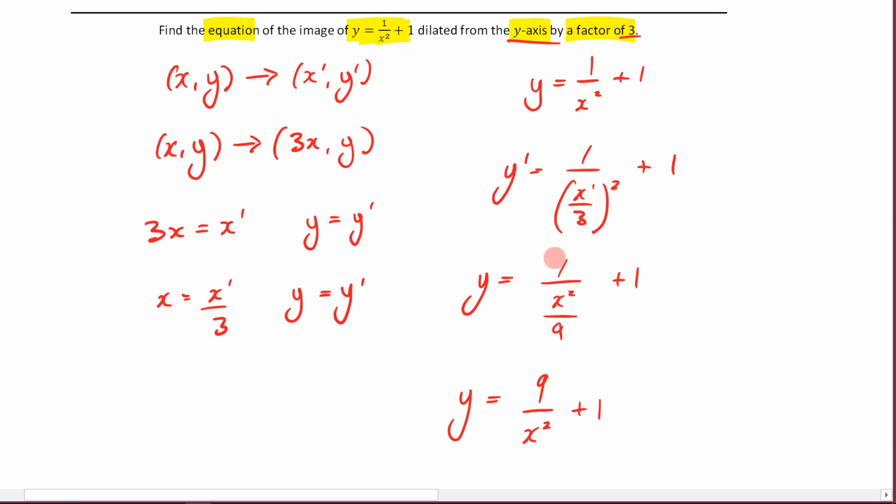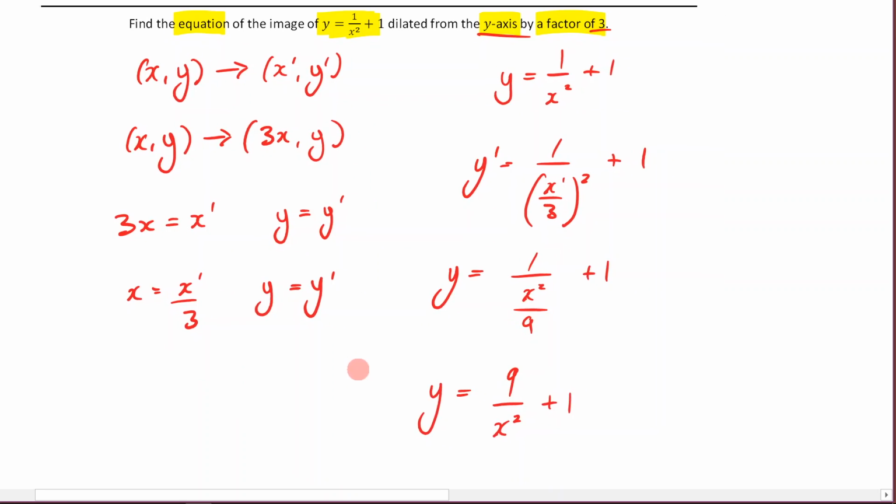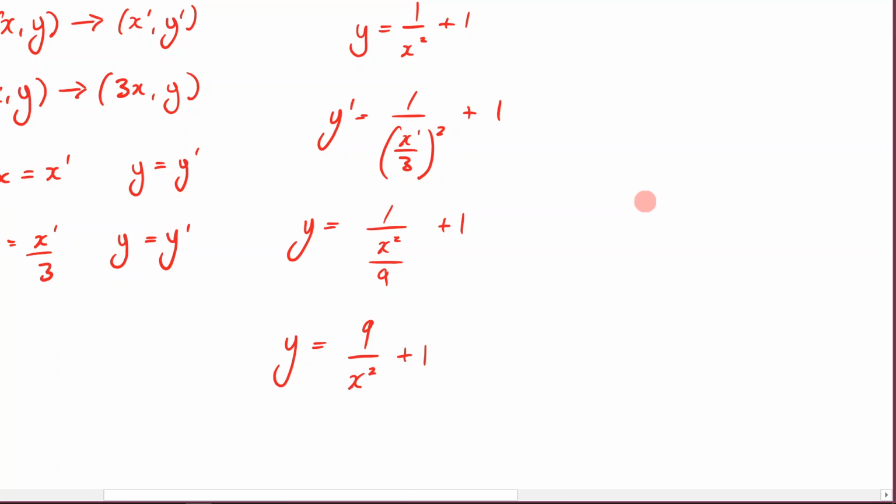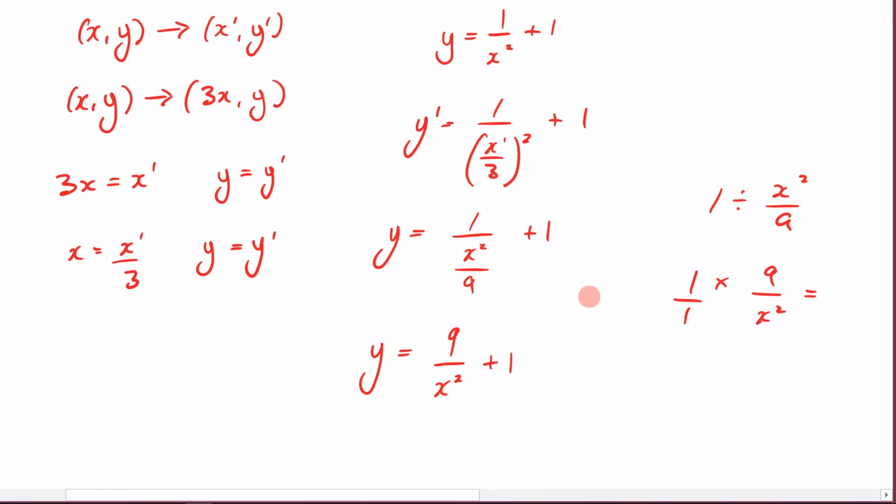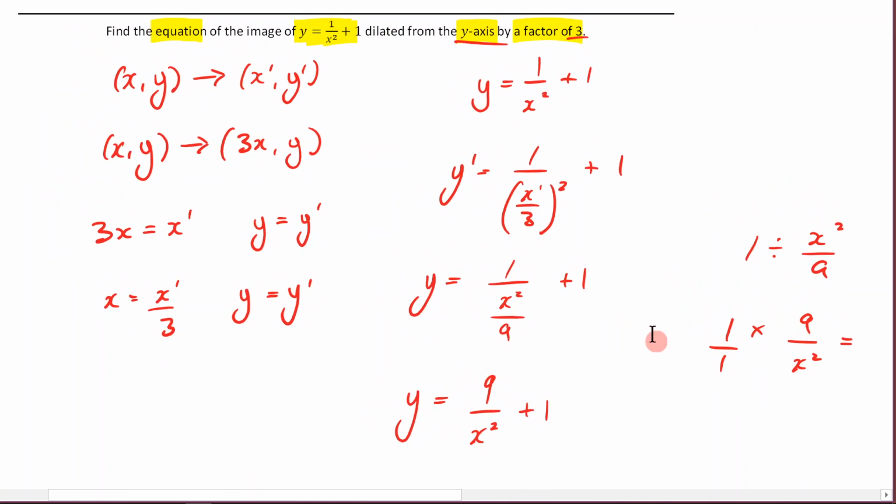If you just wanted to know why I could go from here to here, you don't have to write this down if you're comfortable with it, but if you're not, I went 1 divided by x squared over 9, right? Stay, change, flip. Remember, 1 is just 1 over 1. Multiply the top, multiply the bottom, 9 over x squared. That's how I got it. And that, my friends, is the answer. Let's highlight it.